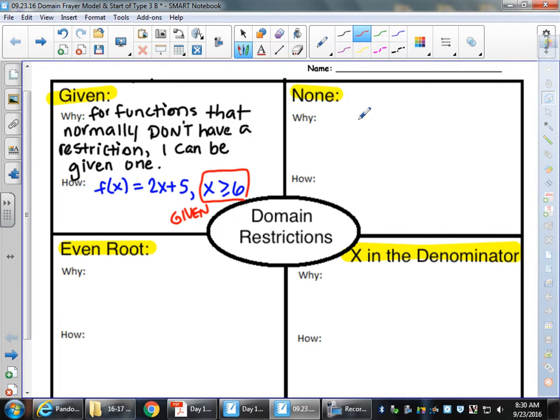Let's talk about none. Like I mentioned just a minute ago, there are 3 that have no restriction. Who's got the first one? Linear. So hold on, let's put the general forms. So f of x equals mx plus b. Anything that looks like mx plus b, no restrictions. And what do these graphs look like for linear functions? Yeah, it can only either be a decreasing line or an increasing line.